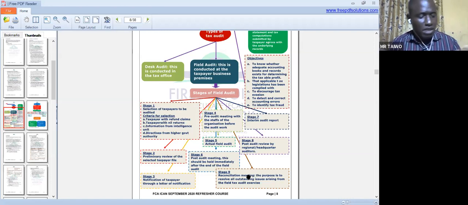Don't forget, the stages are: 1, they will identify the taxpayer; 2, they will review the tax files; 3, they will notify the taxpayer via official statements; 4, they will hold a meeting with the taxpayer before they get into your accounts, that's the periodic meeting; 5, they will do the actual audit work; 6, they will hold a post-audit meeting so that they can get more information; 7, they will write the interim audit report; 8, they will send it up to the relevant authority in the hierarchy; 9, they will now reconcile. That's what we are going to examine in the last part.